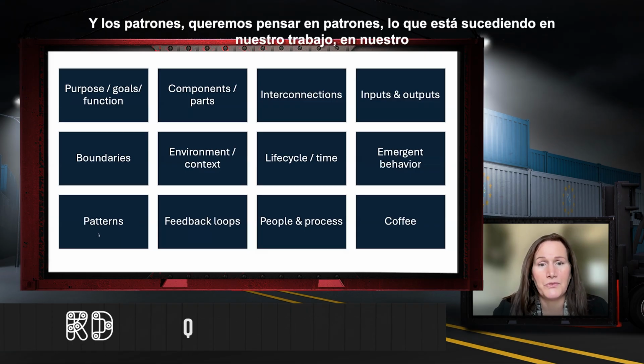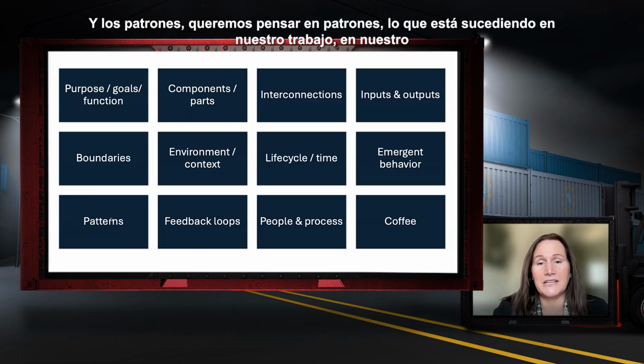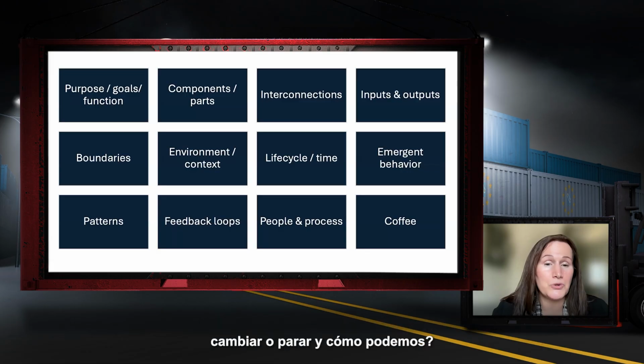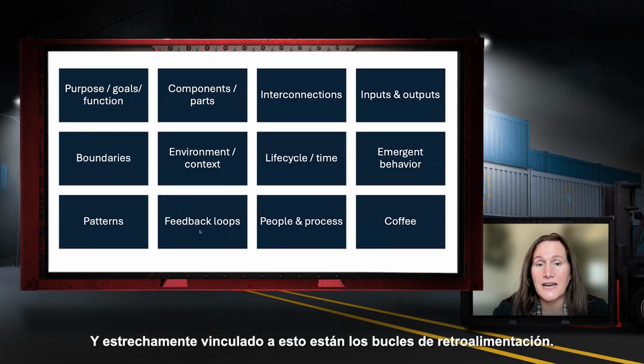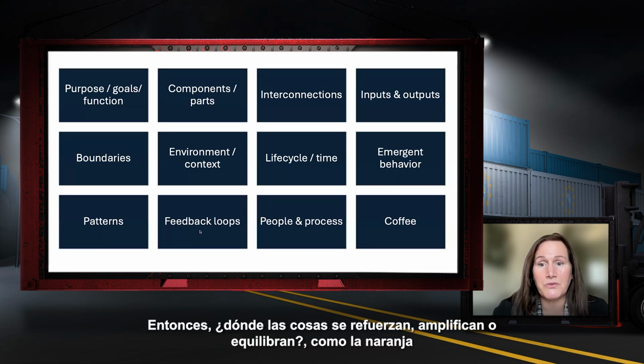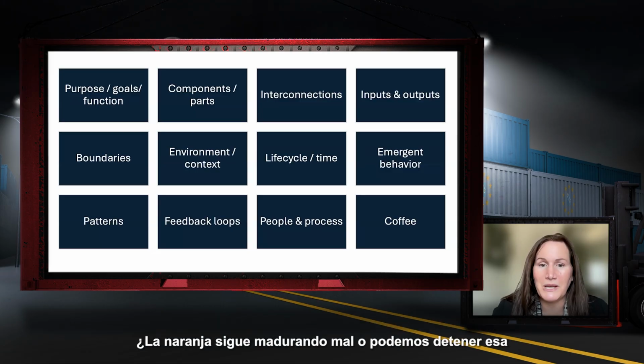And patterns. When we think about patterns, what's happening in our job, in our project, what are the patterns that you notice in the interactions? What do we want to change or stop? And how can we? Closely tied to that is feedback loops. So where do things reinforce, amplify, or balance themselves? Like the orange. Is the orange continuing to ripen in a bad way? Or are we able to kind of stop that ripening?